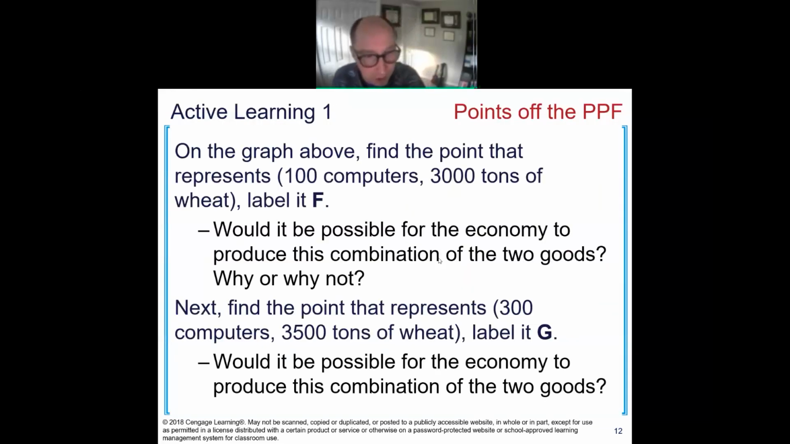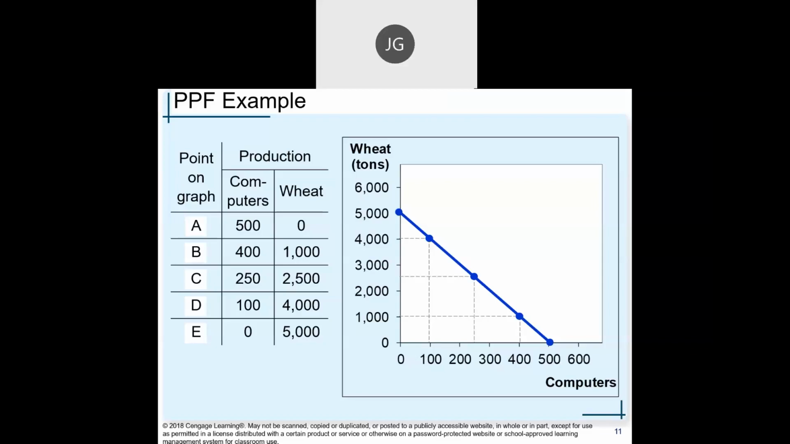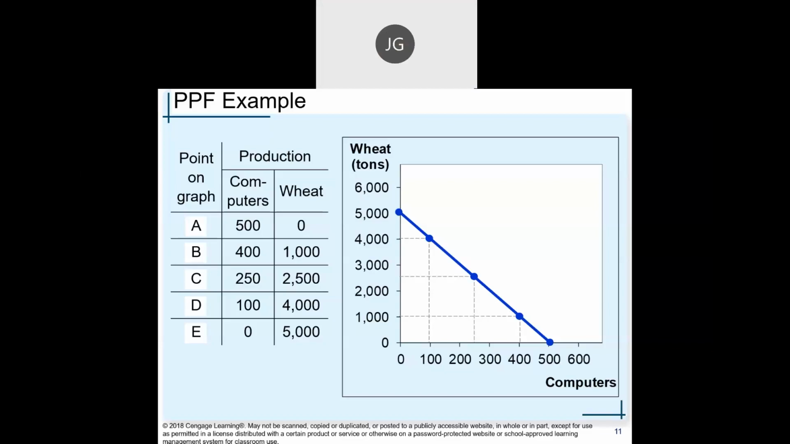So what about the next question? Can I produce 300 computers and 3,500 tons of wheat? What do you think? No, it doesn't have the capacity. I'm sorry, Javon. Why was that? I said no, it doesn't have the capacity. Exactly. It's above the capacity.